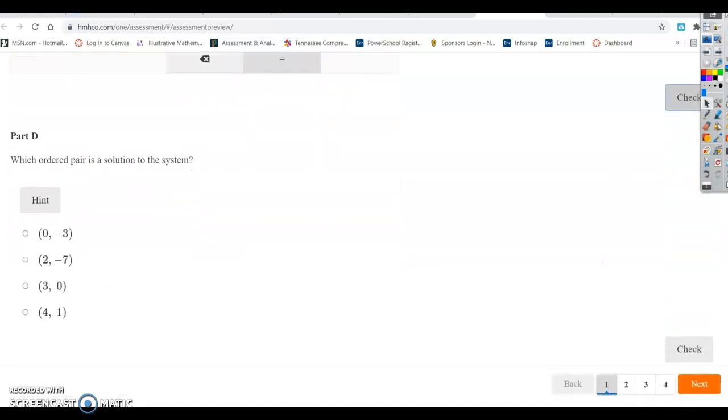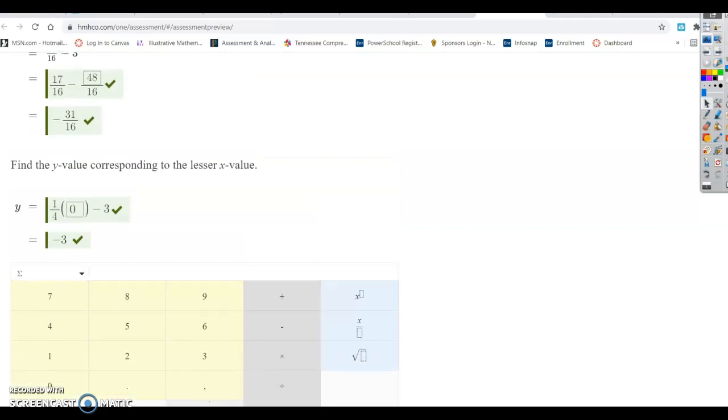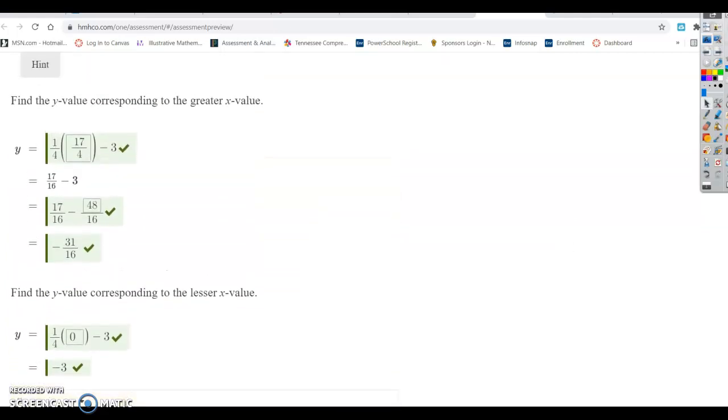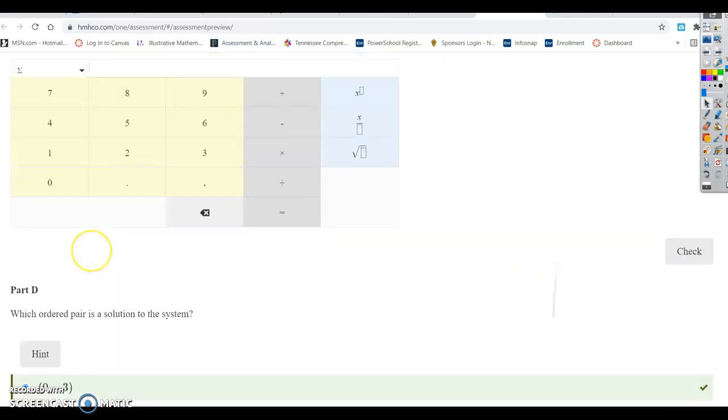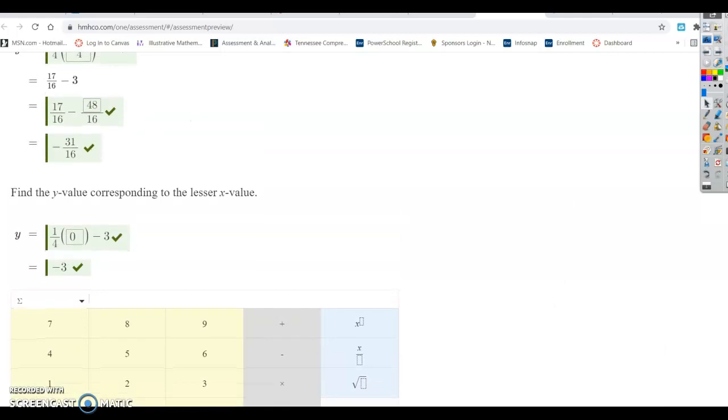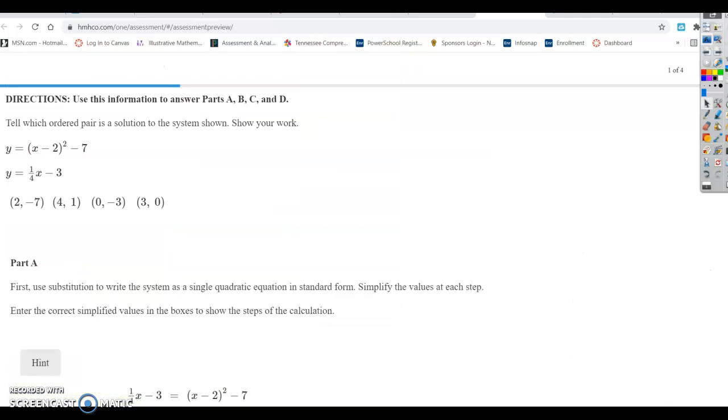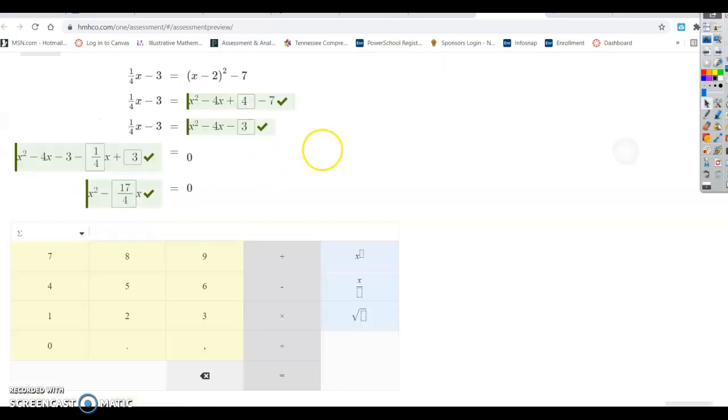So there must be something wrong with the one up above it. We found from the very beginning that 0, -3 is our solution. So when it said which ordered pair is a solution to the system, even though there were two solutions, we found both of those solutions using this long process. But from the very beginning, we could plug those in quickly and easily and find that.